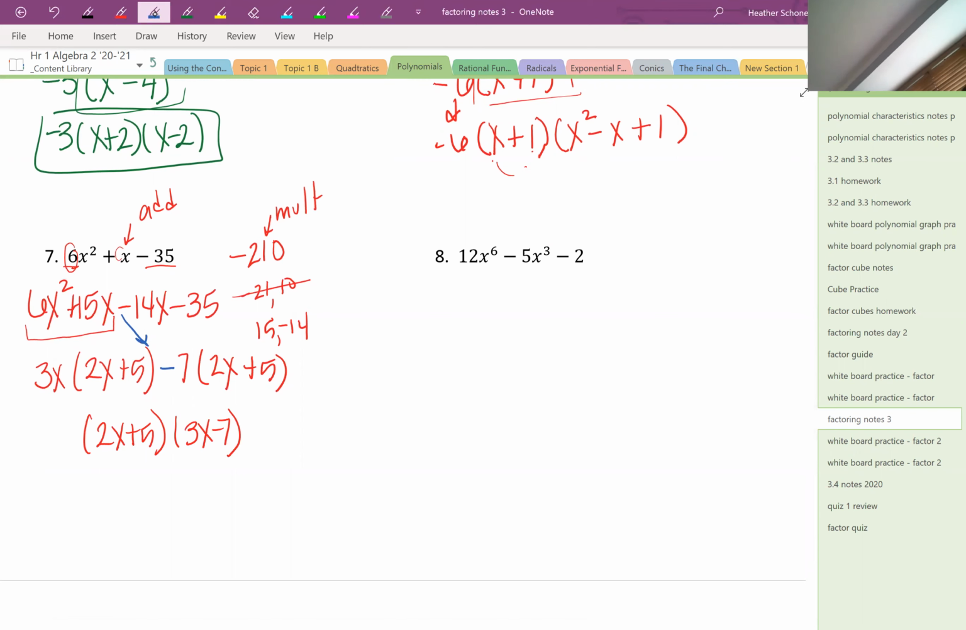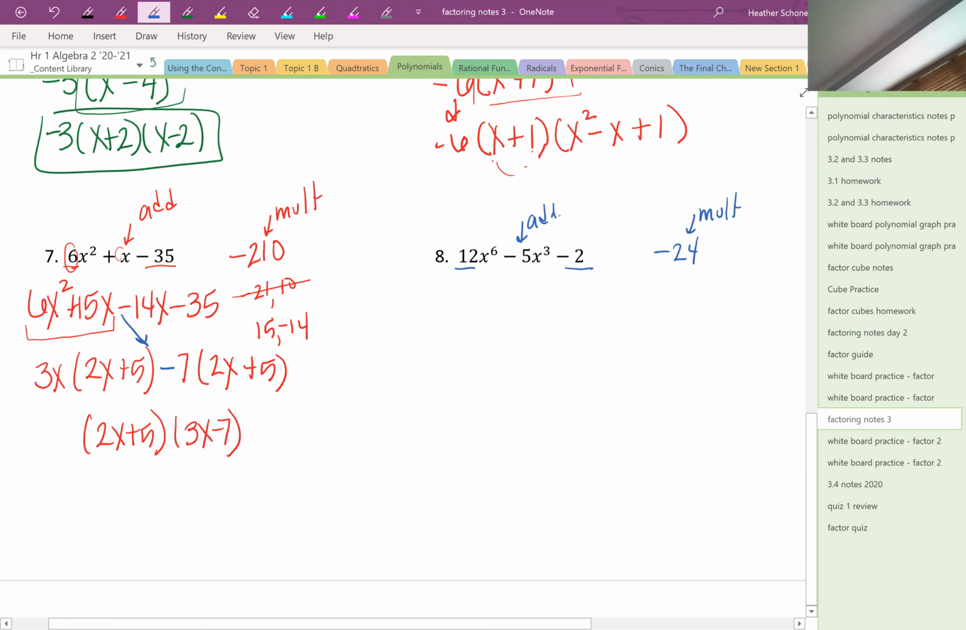Okay, one last one. Number 8. First thing we look for is the greatest common factor. We do not have one. So we have to decide if it's a binomial or a trinomial. Well, it's a trinomial. With a trinomial, we have to decide if the leading coefficient is 1 or not 1. In this case, it's not 1. That means we're going to split the middle term. So the first thing we need to do is take 12 times -2. That gives me -24. So now I need two numbers that multiply to -24 and add to -5.